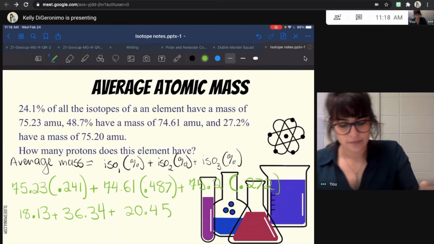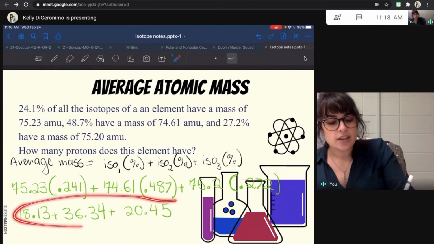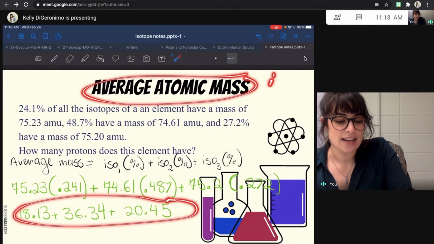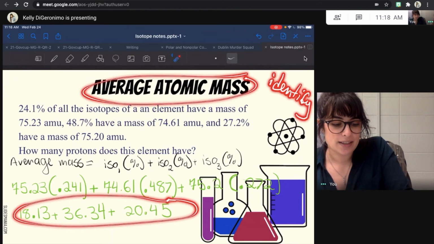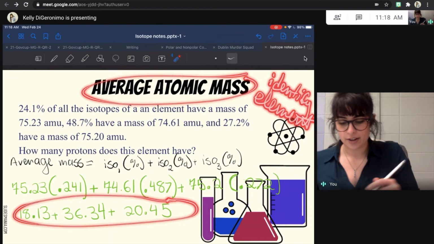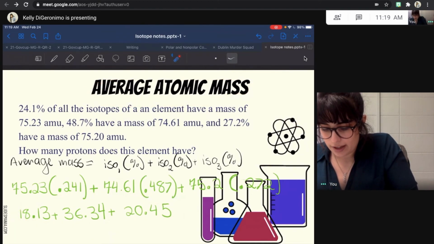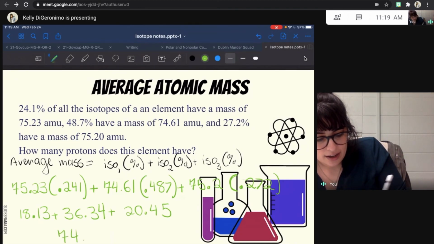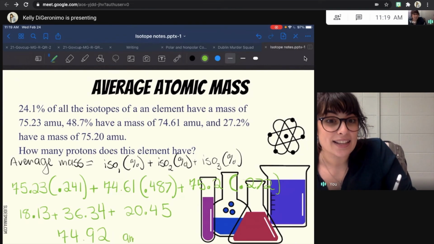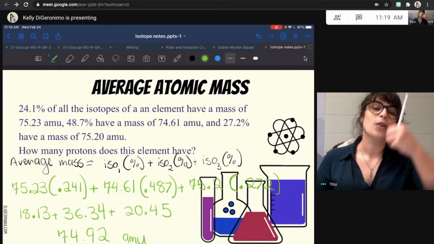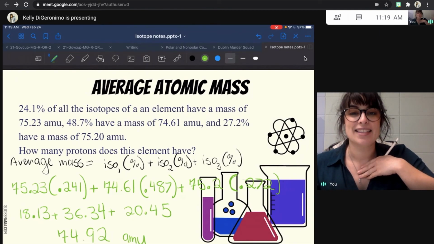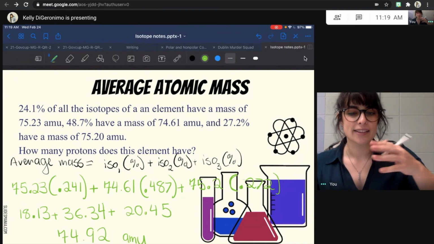All right, now let's add all these together and remember what we're finding. We're finding the atomic mass so that we can identify the element. Let's add them all together. 18.13 plus 36.34 plus 20.45. Our answer comes out as 74.92 atomic mass units. All right, now come to the periodic table with me and we'll find which element has that mass, approximately.